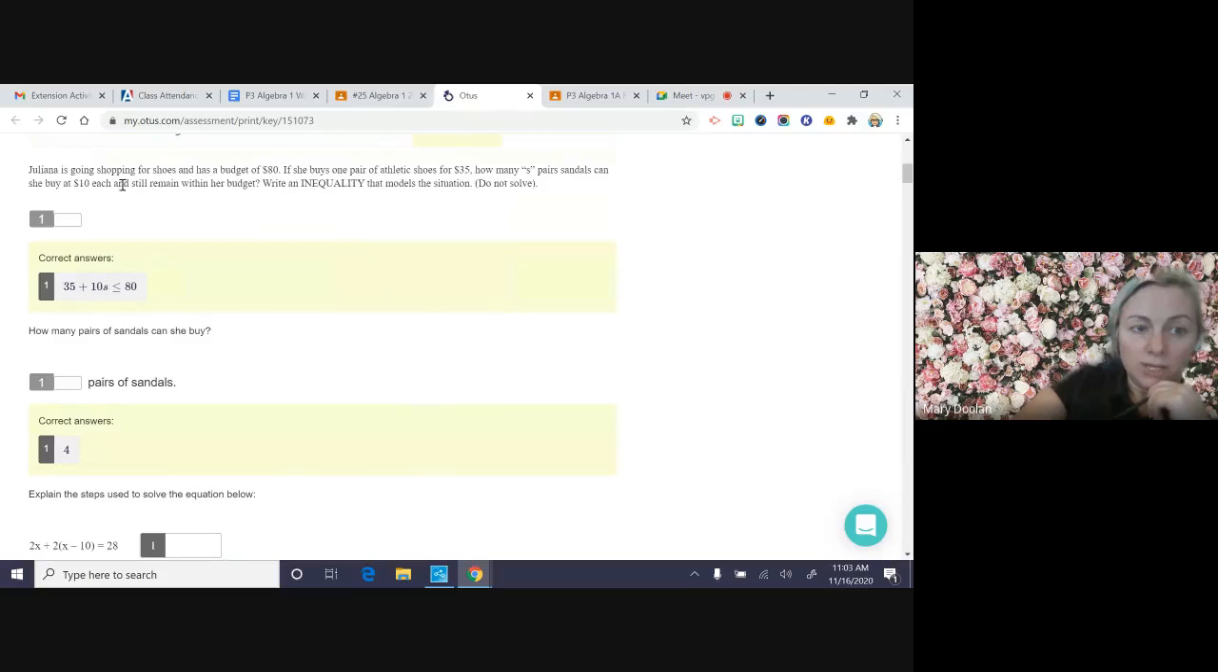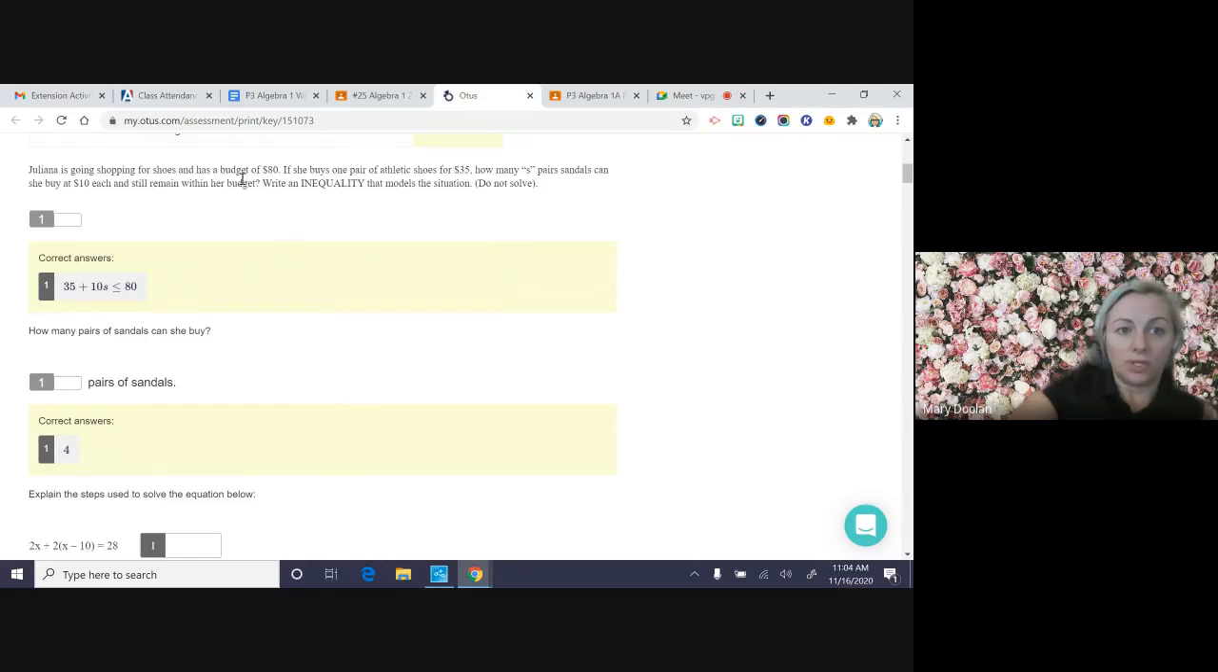Third one, Juliana is going shopping for shoes and has a budget of $80. If she buys one pair of athletic shoes for $35, how many S pairs of sandals can she buy at $10 each and still remain within her budget? You have to first write an inequality. Okay, notice inequality is in all caps. To help you remember, you need to use one of those inequality symbols. It's not an equation, it's an inequality that models the situation.